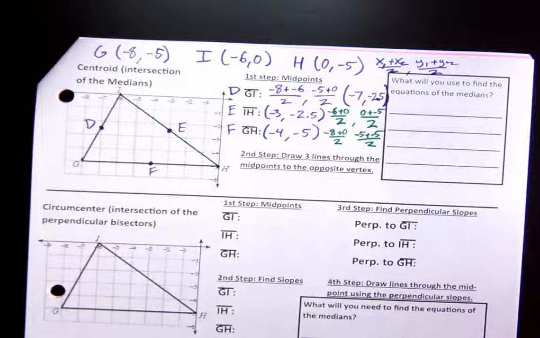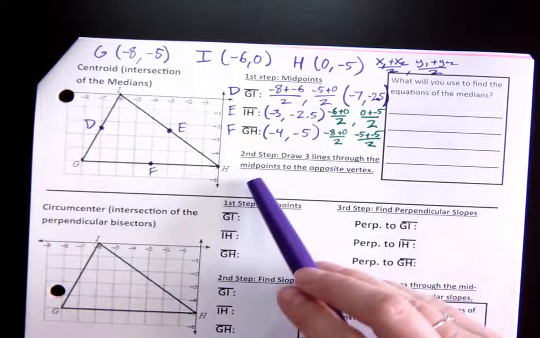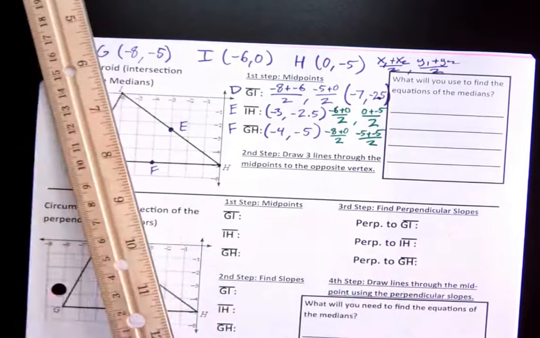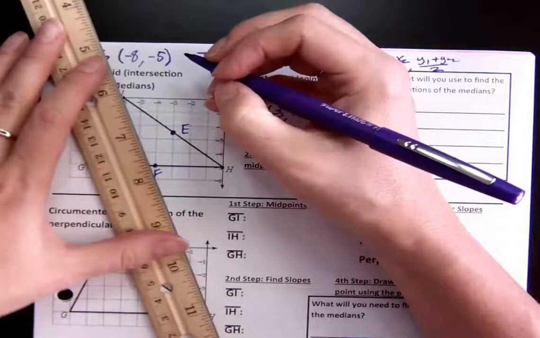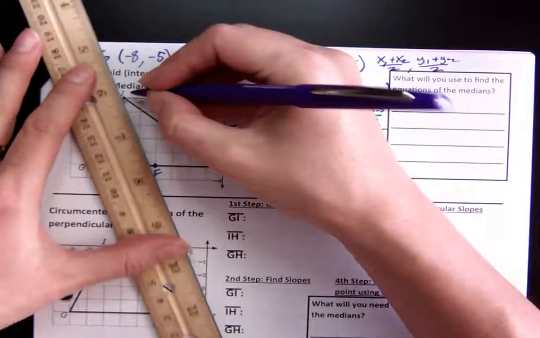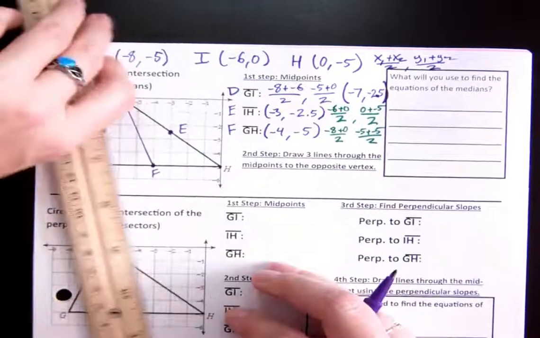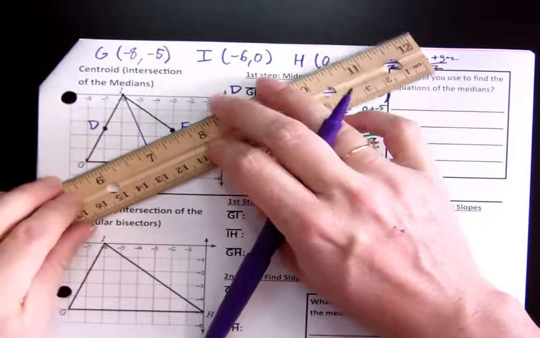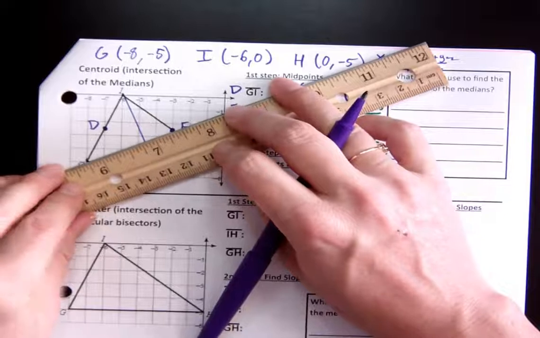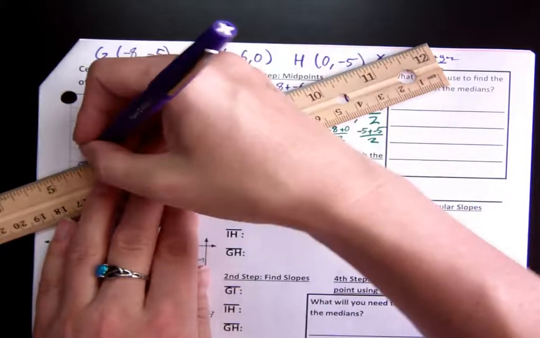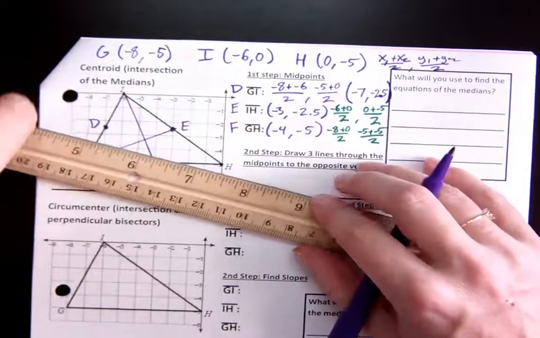Okay, so then I plot them on here. My next step is to draw the lines from the midpoints to the opposite vertex. And so I line up my F and my I. Your project will have these directions also, but centroid is just that connecting the points from the midpoint to the opposite vertex. You can freehand it, you can use the edge of your ID, but on the actual project you want to make sure you use a ruler.